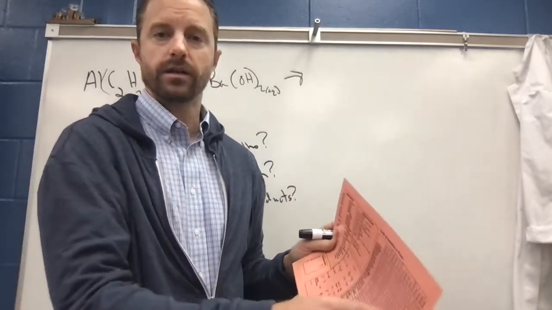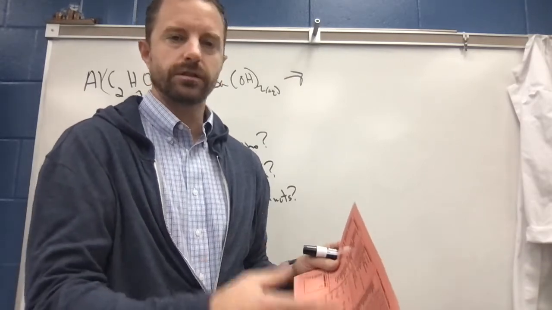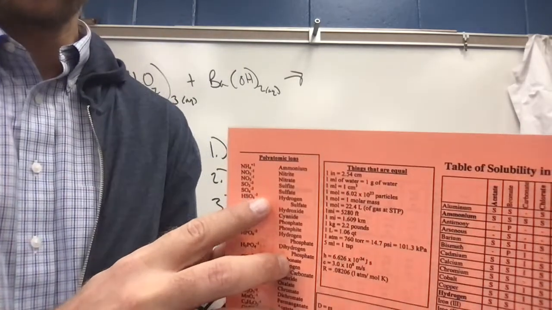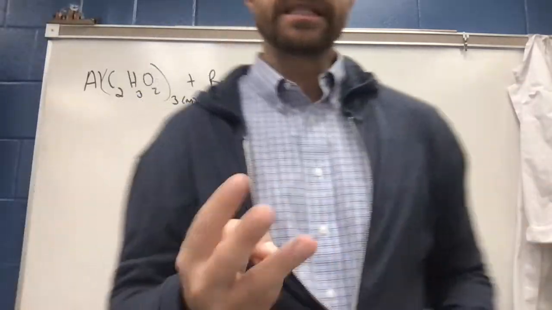But this is kind of a qualitative, right? Not worrying about numbers, just in general, is it pretty soluble or is it pretty insoluble kind of thing, right? And we've also got our list of polyatomic ions. So there's 3 steps in doing these.